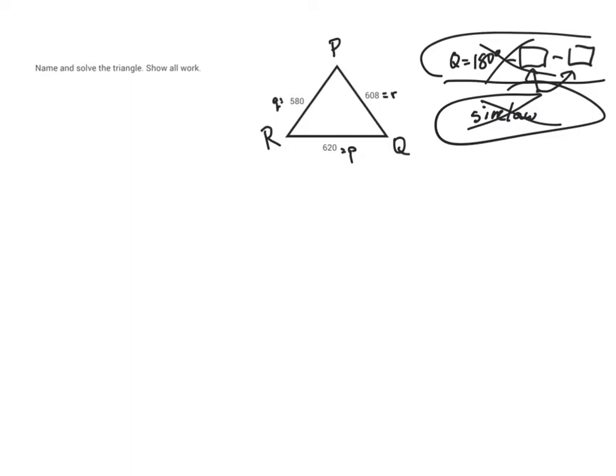Now, there are two cosine laws. There's one if we're trying to find a side length. There's one if we're trying to find an angle. Well, in this case, we're obviously trying to find an angle. So we're using the one that looks like this.